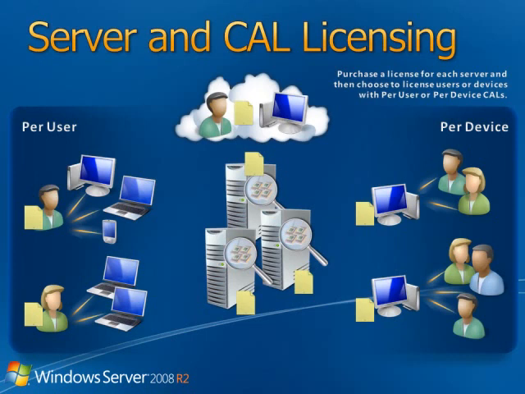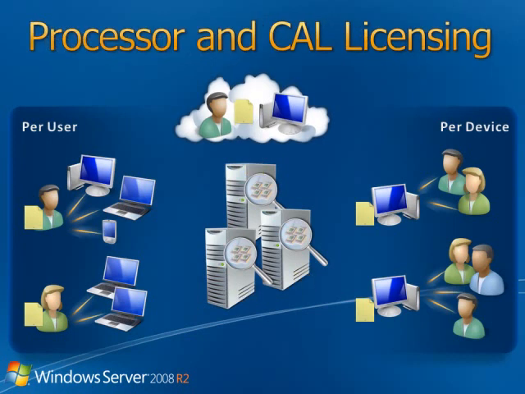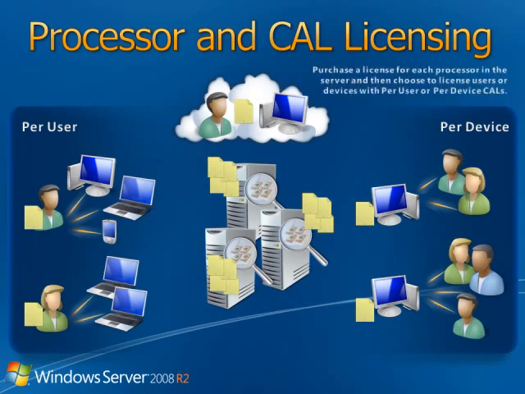But what other models are there available for Windows Server? Well, there is also processor and CAL licensing, and this is really the high-end editions that follow this. And this is where you do need to count up the number of physical processors that are sitting in your server. So in our example here, you can see our servers all have 4 processors. So we would purchase a server license for each of those 4 processors, plus user or device CALs. So you are having to purchase here both processor licenses and user or device CALs.